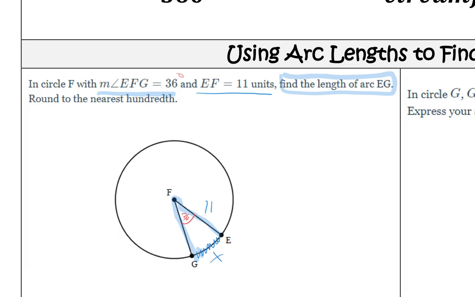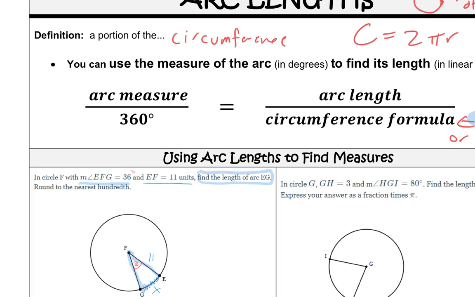So keeping that in mind, let's think about our setup. We just said we're going to set this up with a proportion. So let's set it up with what we know. We know a proportion equals a proportion. So we said on this side, it's going to be the arc measure over 360 degrees.